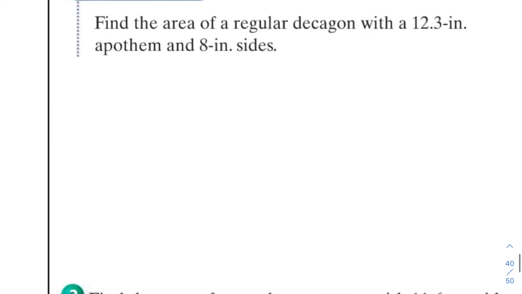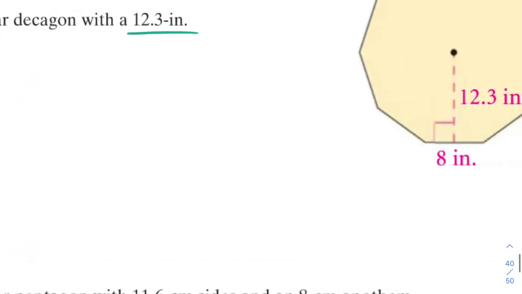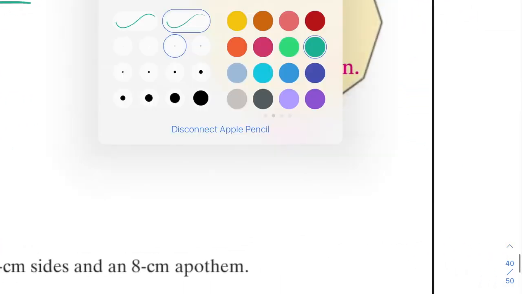So it doesn't really matter, because it wants me to find the area, but it already gave me the pieces I need. So area is 1/2 apothem times perimeter. So area equals 1/2 apothem. Now let's find the perimeter. This is why it matters.